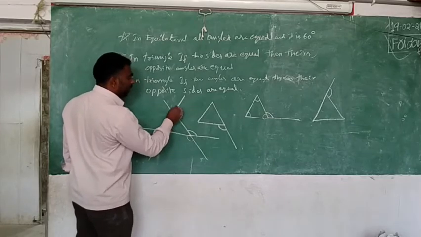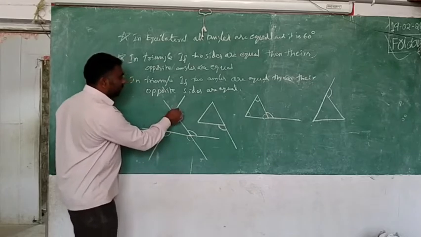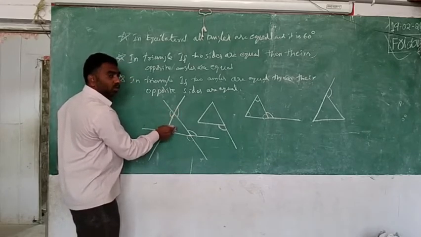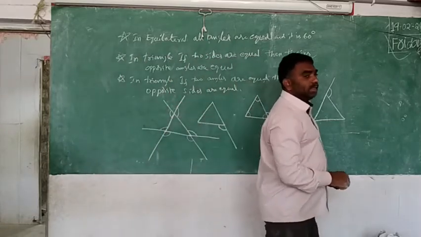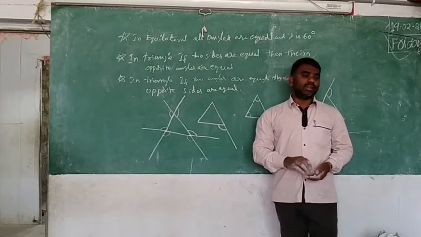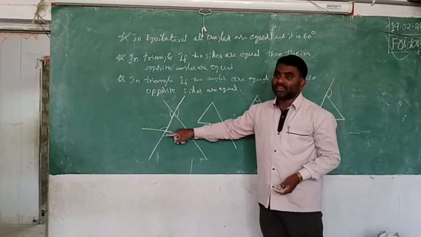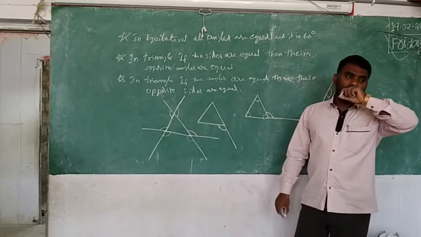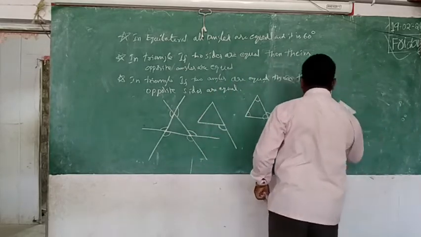If I produce like this with the triangle, you have to check that. This is not an exterior angle. This is not making an angle with the triangle. It should be made with the triangle. You should make the angle with the triangle. That is called an exterior angle. So interior angles are 3, exterior angles are 6. I think you understood what the exterior angle is.